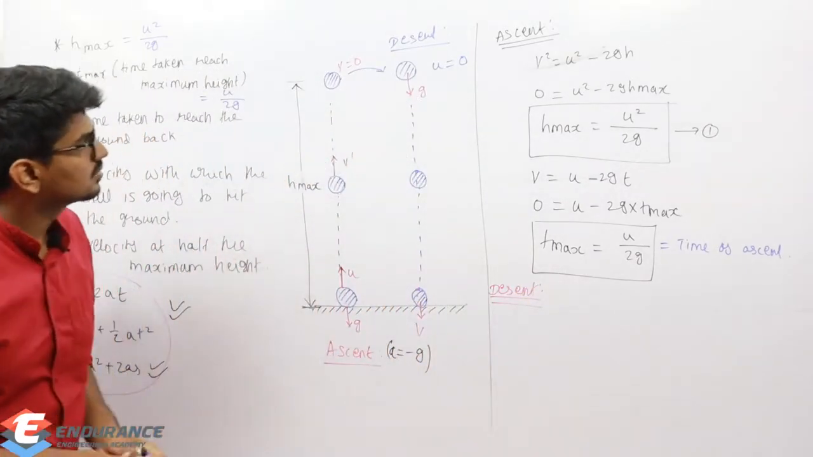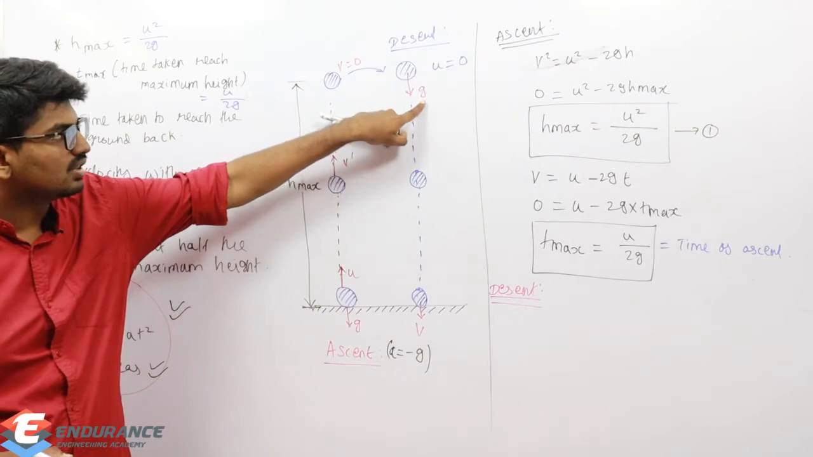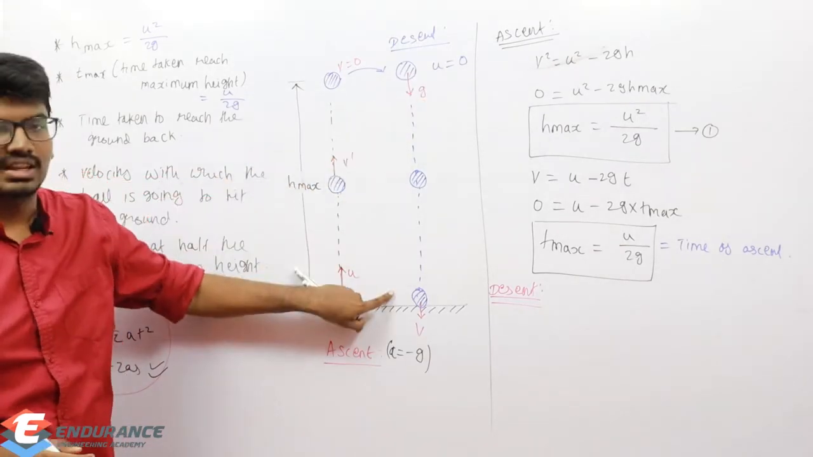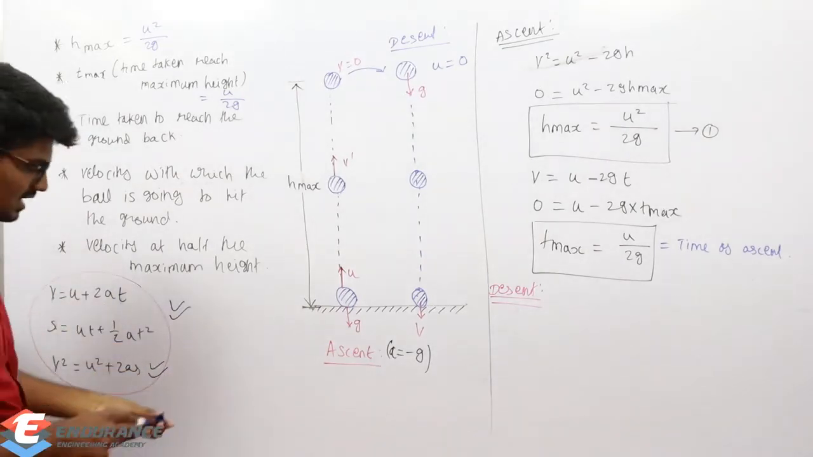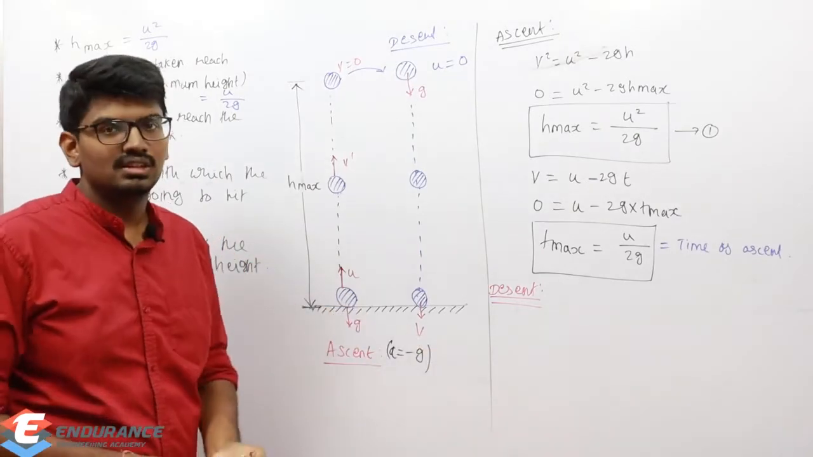what formula can I use? We know initial velocity, acceleration due to gravity is known. We need to find T max, right? So out of the three options available, which option can I use? What is the other data which I have? Another data which I have, very simple.